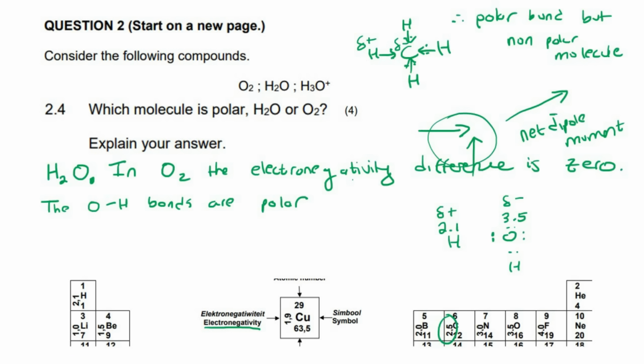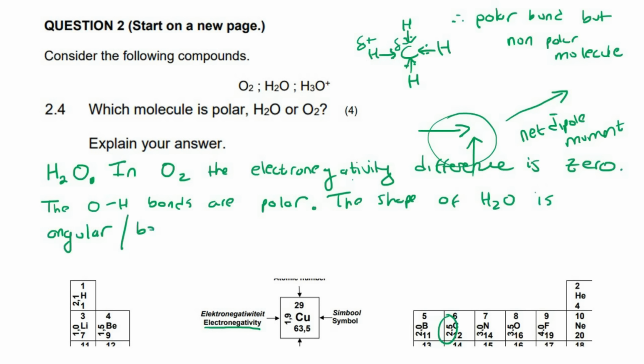Okay, so what we've just said here is that the OH bonds are polar. That is not enough though. That's like saying the CH bonds are polar. That doesn't mean much. We then need to say that the shape of water is, now your teacher might use the word angular or bent. What that means is that water does not look like this. Because if water did look like this, then we would say that it's non-polar, because look at those arrows, they would cancel out. That's a big mistake learners make.